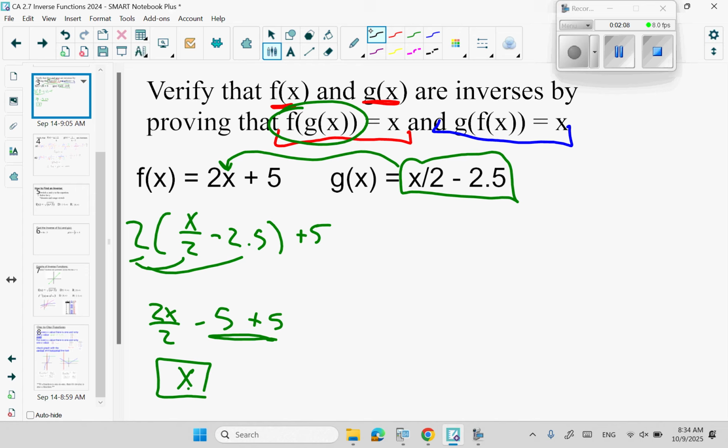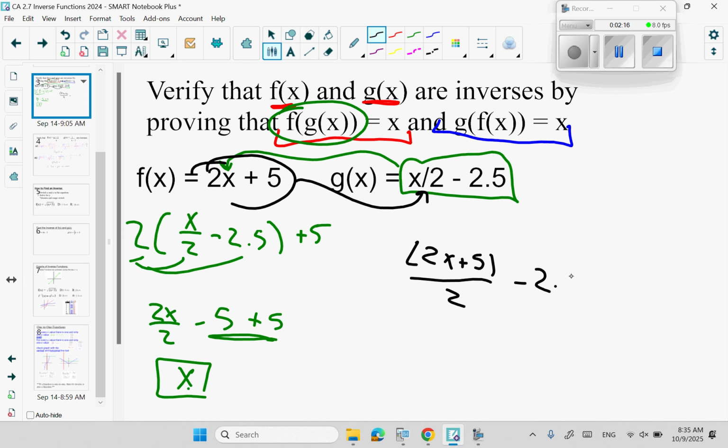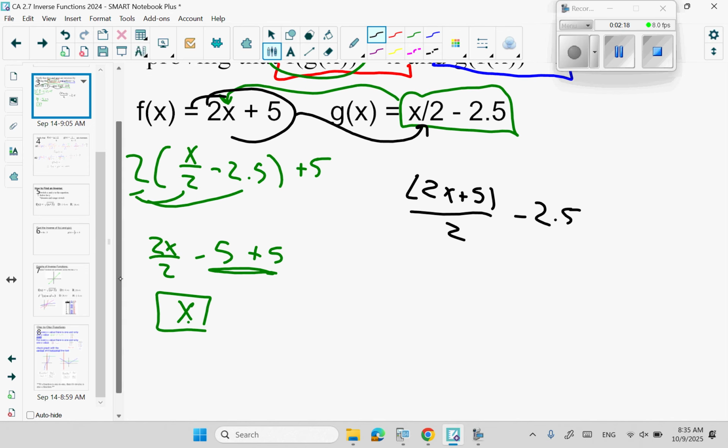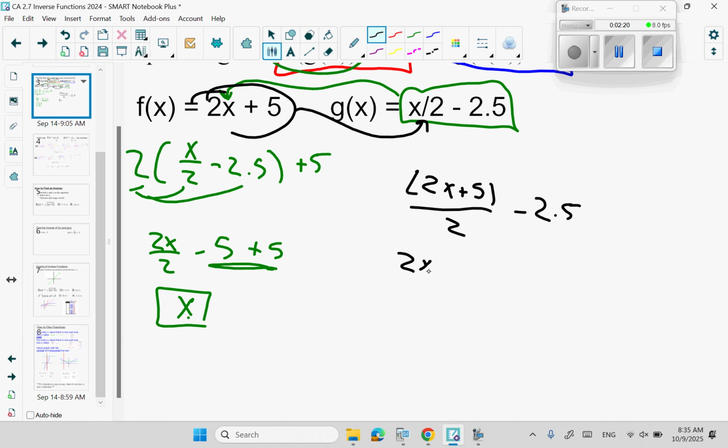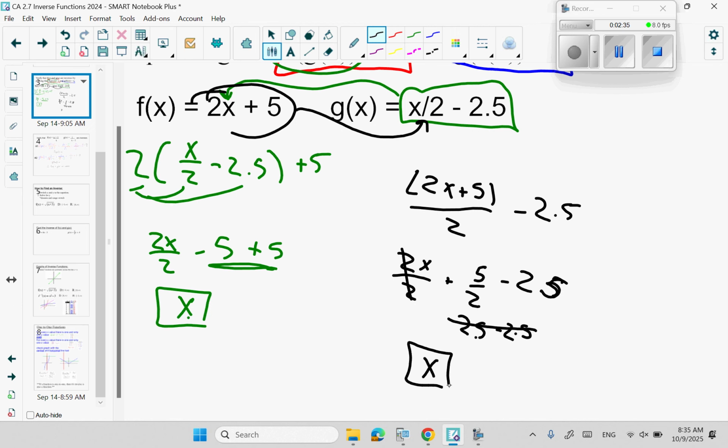The logic would hold in the other direction, so 2x plus 5 over 2 minus 2.5. We can write this as 2x over 2 plus 5 over 2 minus 2.5. 5 over 2 is the same thing as positive 2.5, so those cancel out. 2 divided by 2 cancels out, and I'm left with just x as well.